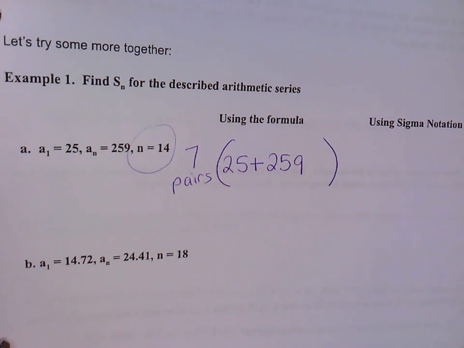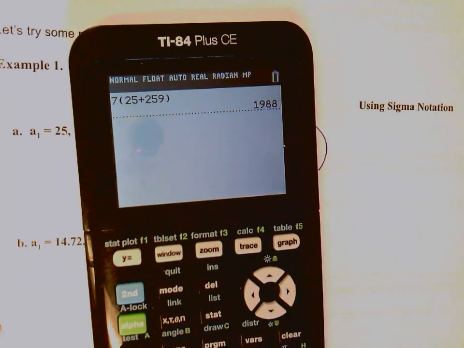You guys all have a calculator because you're going to need to be able to do the sigma notation. So you need one? 1988. Are you with me on that?